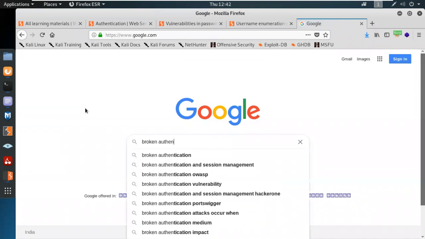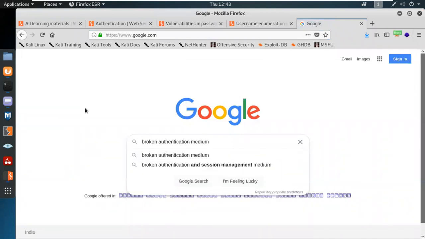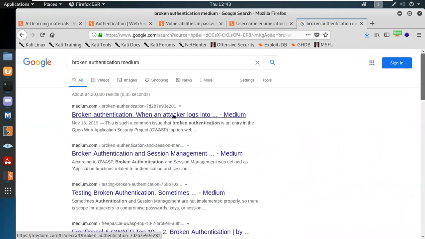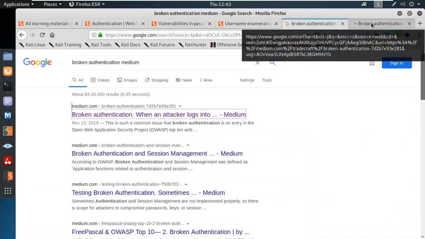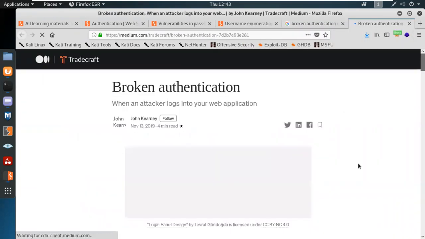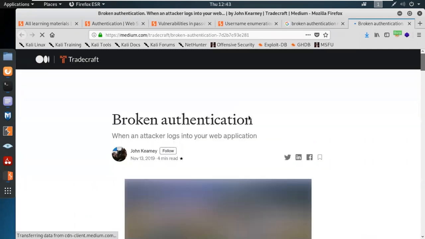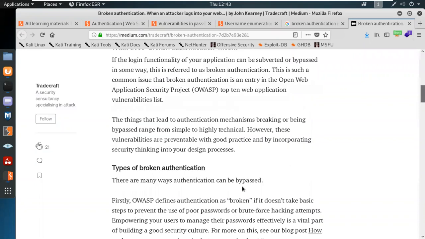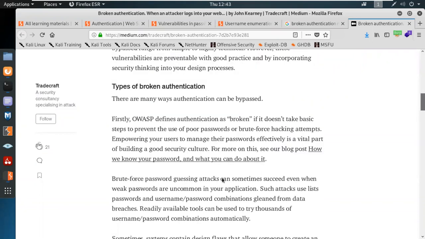Broken authentication. Let's try to search some Medium reports, which can help us out there. Broken authentication: when an attacker logs into our web application, see this one. If the login functionality of your application can be subverted or bypassed in some way, this is referred to as broken authentication. This is such a common issue that broken authentication is an entry in the Open Web Application Security Project. Types of broken authentication, you can see.